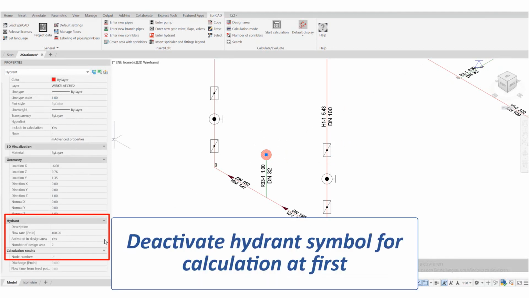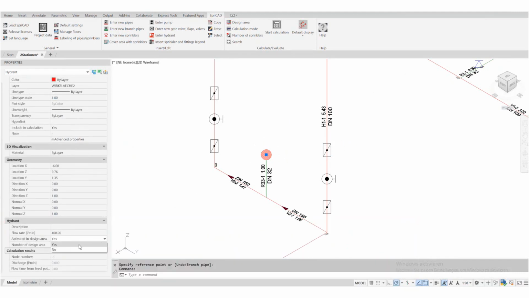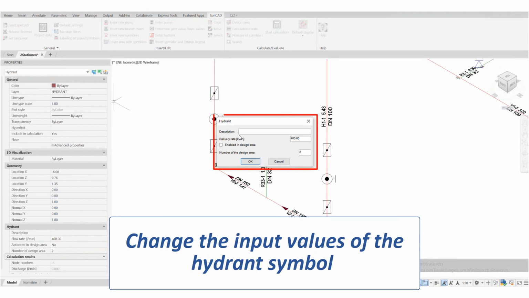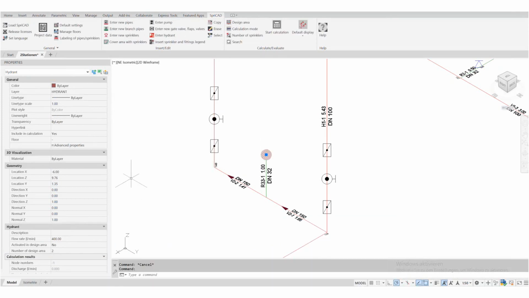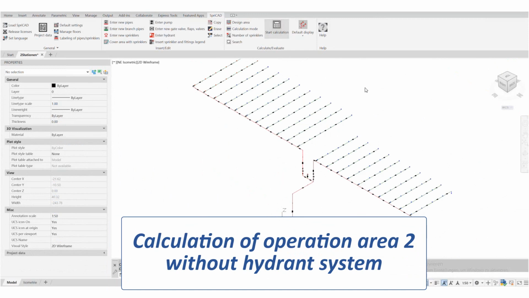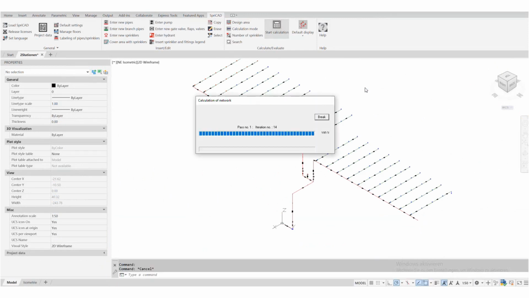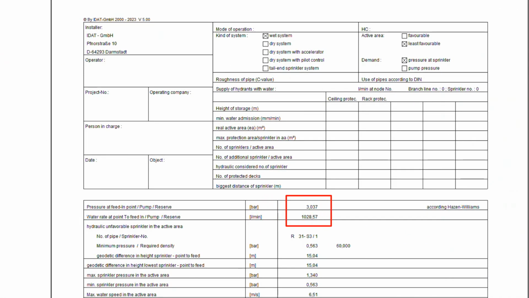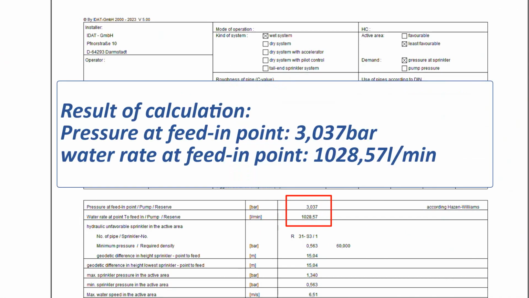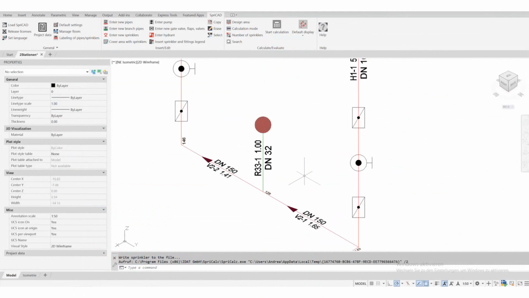Deactivate the hydrant symbol for calculation at first. Change the input values of the hydrant symbol in the symbol dialog or in the properties. In the following example, operation area 2 is ready for calculation. We start the calculation. The result shows pressure and water rate at the feed-in point for operation area 2.